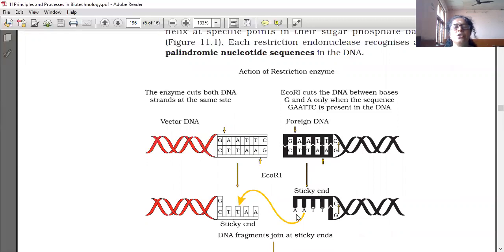Here TTAA, so the complementary base pairs will become AATT here. Complementary to thymine, adenine will be there, and complementary to adenine, thymine will be there. These two ends after cutting by the restriction enzyme, the bases remaining there, are called sticky ends. Sticky ends, because both of them are going to stick to each other.